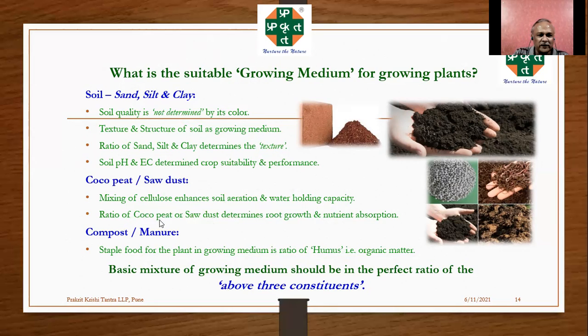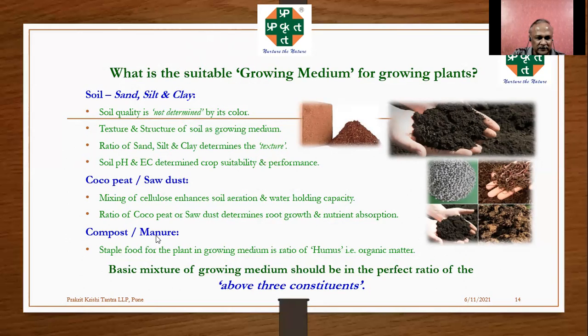And the ratio of cocoa peat and or sawdust determines the root growth and nutrient absorption also. Because if there is no space between the soil particles, then the root will not get the space to grow. So this makes the space, and also the space to accommodate the humus and also the microbes.